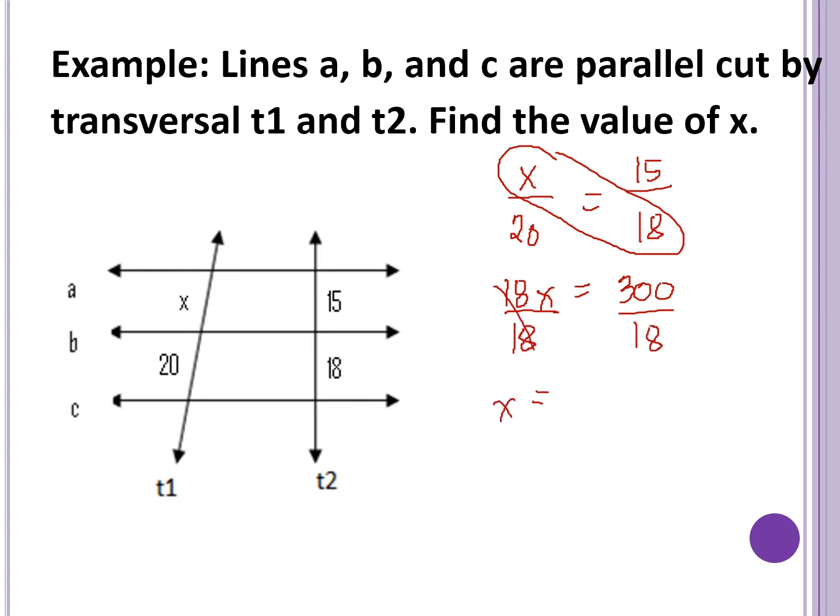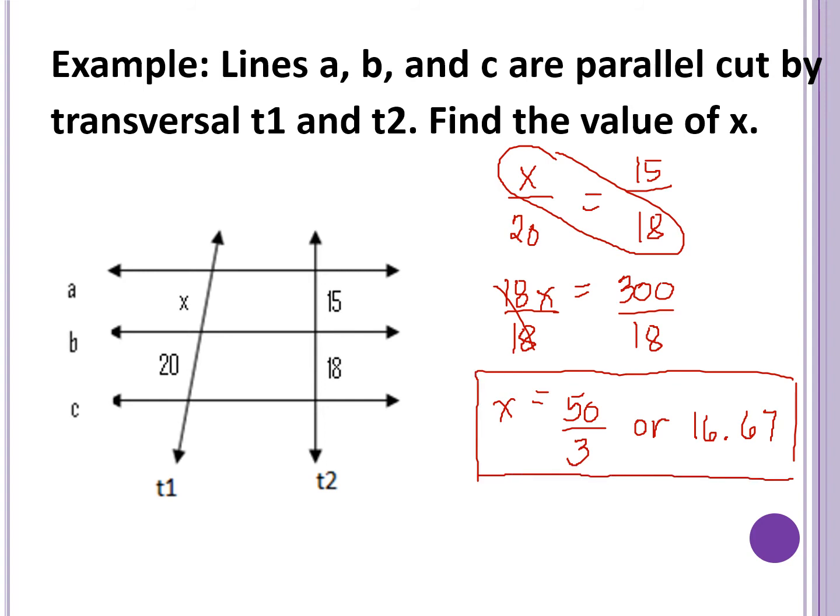Therefore, X is equal to 50 over 3, or in simplest form, 50 over 3. We can express our answer in decimal form, and that is 16.67. We can have an alternative solution.